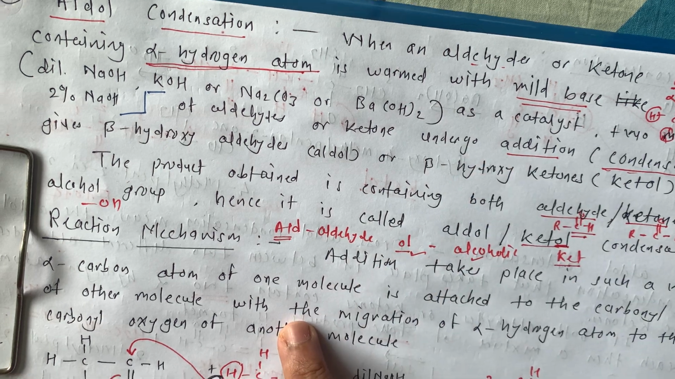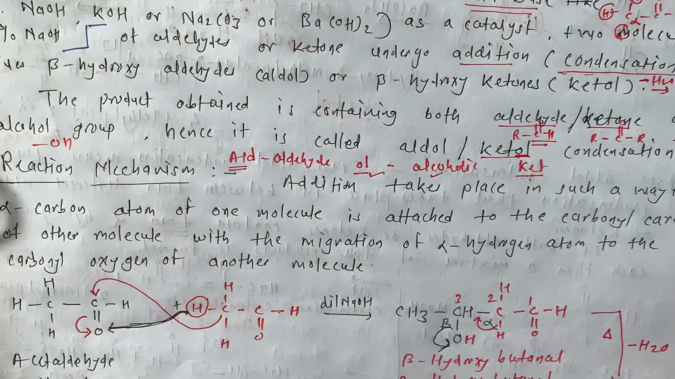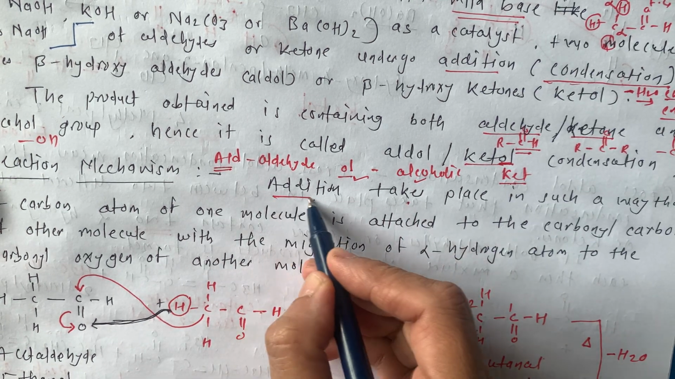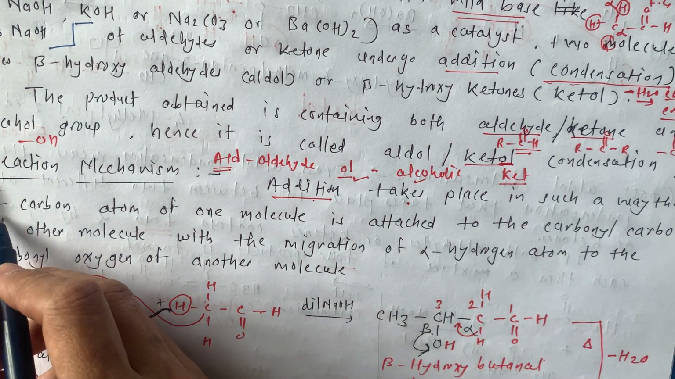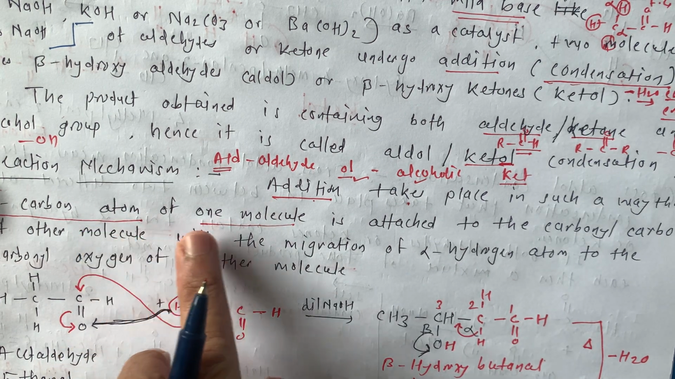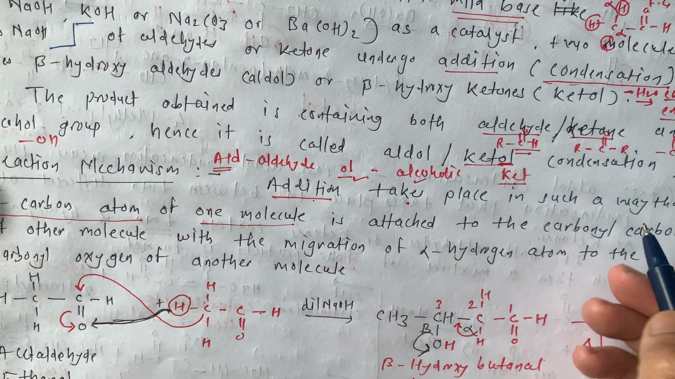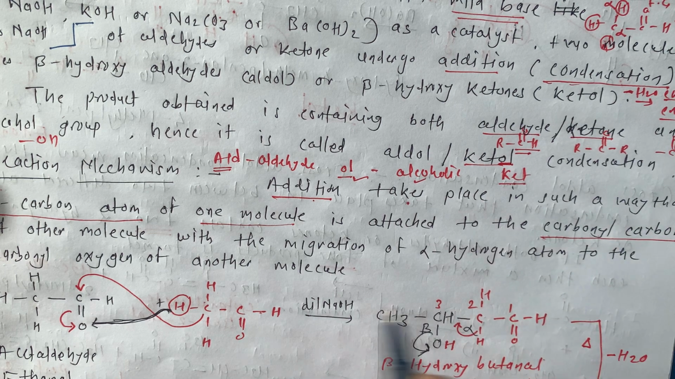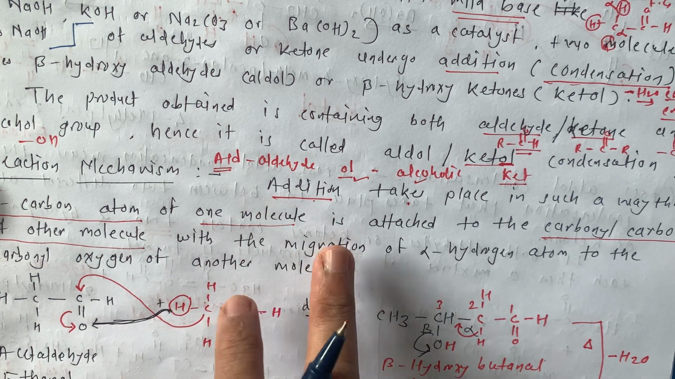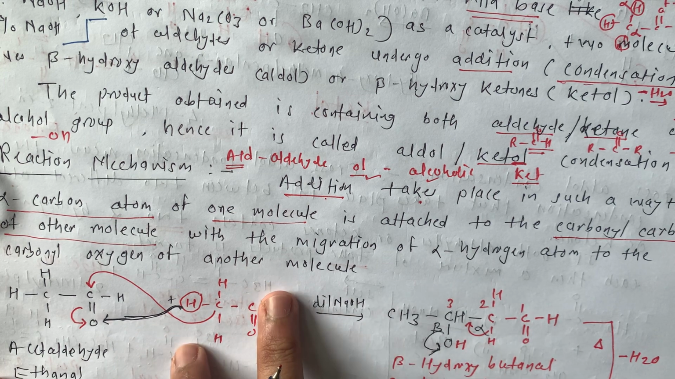And now we will go further to the reaction mechanism. Okay, now what is going to happen here? This is very important. First I explain in words. Addition takes place in such a way that the alpha carbon atom of one molecule is attached to the carbonyl carbon of the other molecule. This is the reaction between two molecules of aldehydes or two molecules of ketone. There is a condensation between two molecules of aldehydes or two molecules of ketone.